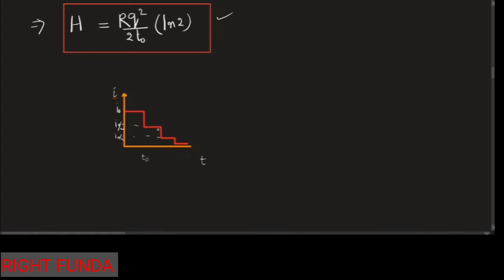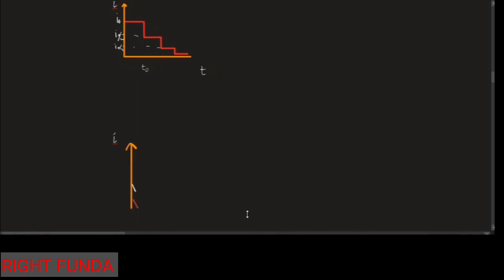If this is the function given, suppose it is a step function like this, then solve the same problem again and find out how much heat will be generated. For t naught time a constant current flows, then it becomes half, again constant for t naught time, and after t naught time it becomes half again, and it goes like this. How much heat will flow? Solve this problem. There is another way it can become half like this.